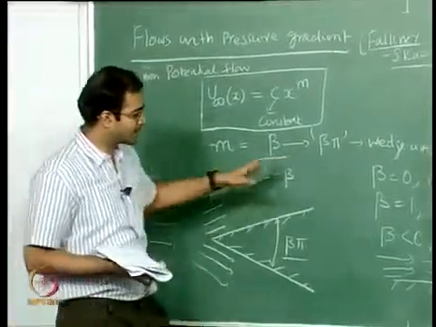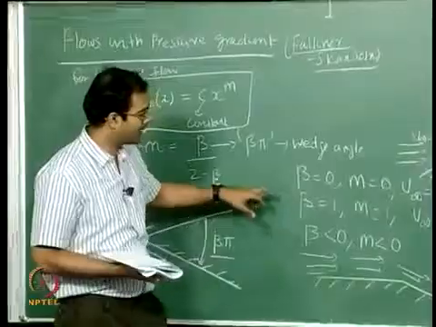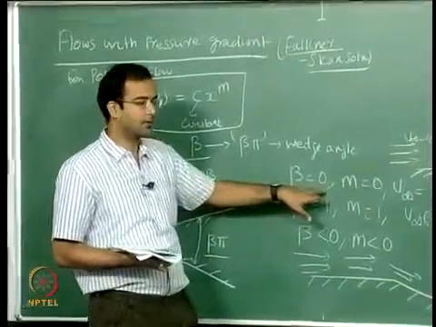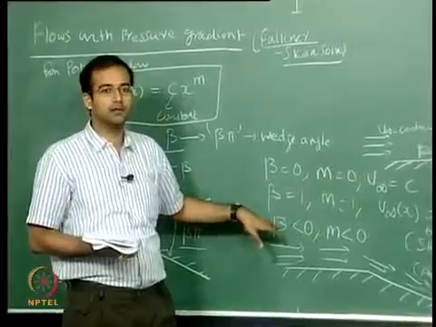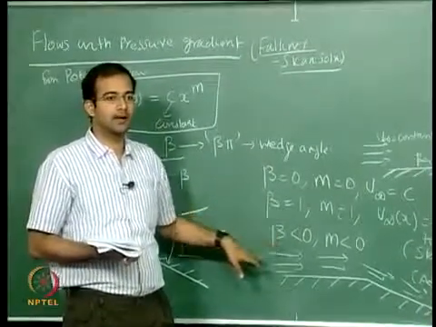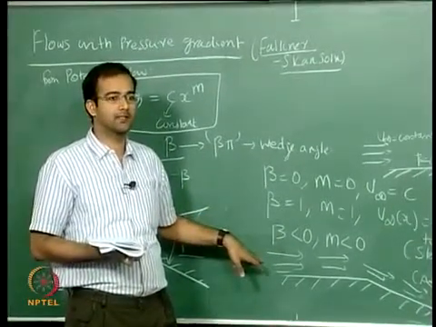And some of the limiting cases that we can have a look at is the case of beta equal to 0, which gives you the flat plate solution, beta equal to 1, which gives the stagnation point solution, and negative values of beta, which is an adverse pressure gradient solution.